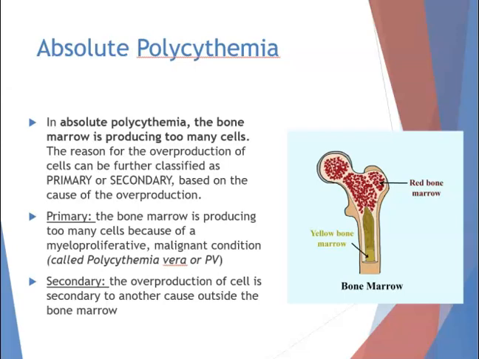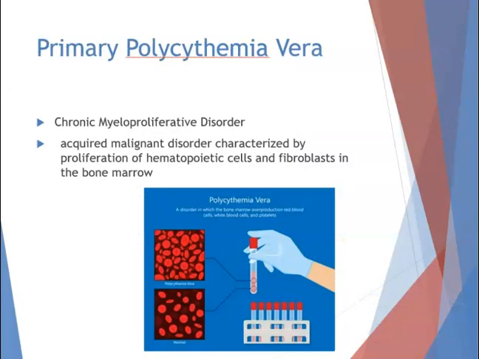Remember, our red marrow is our blood cell producing marrow, or our active marrow, and our yellow is our inactive or fatty marrow. So on the next couple of slides, we're going to talk about polycythemia vera a little bit more in detail. And again, this is a chronic myeloproliferative disorder. It's acquired and it's malignant. So when you think malignant, think cancer. And it's characterized by proliferation of hemopoietic cells and fibroblasts in the bone marrow. So this is happening in the bone marrow, and the bone marrow is just overproducing cells. So it's overproducing red cells, white cells, and platelets.